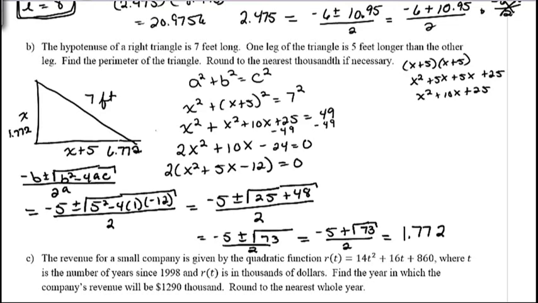And what we're looking for is the perimeter. And so the perimeter is going to be summing up all of those sides. So 1.772 plus 6.772 plus 7. And so we get 15.544.